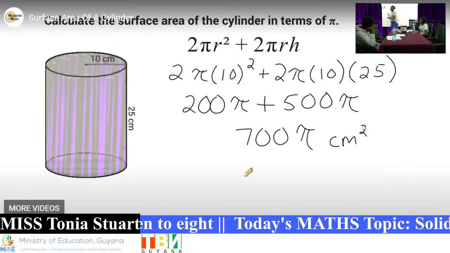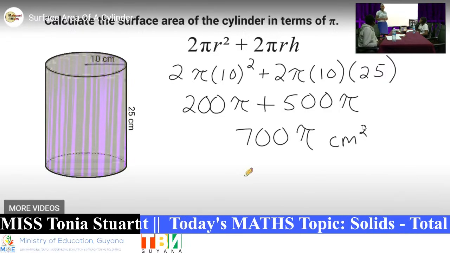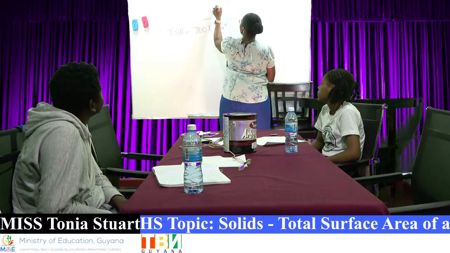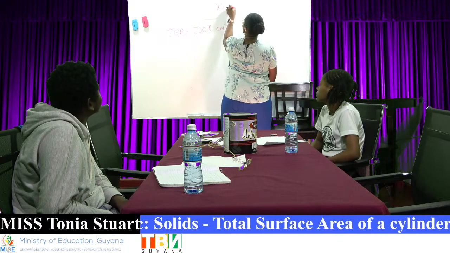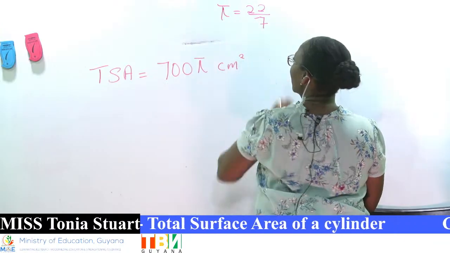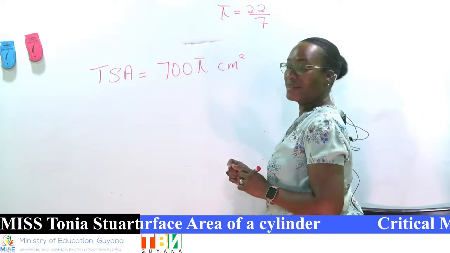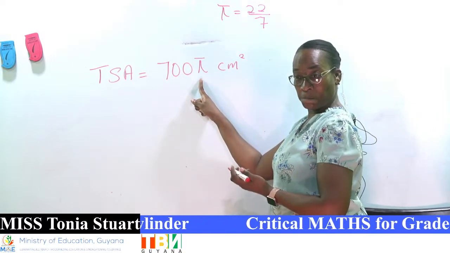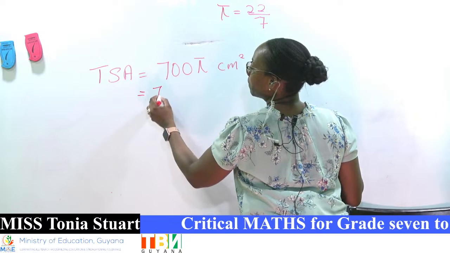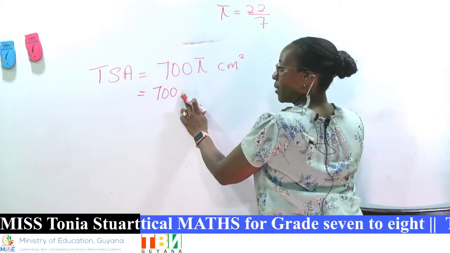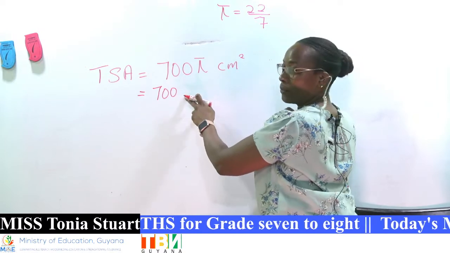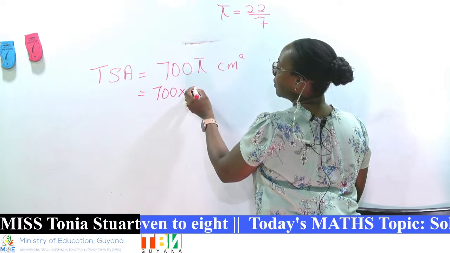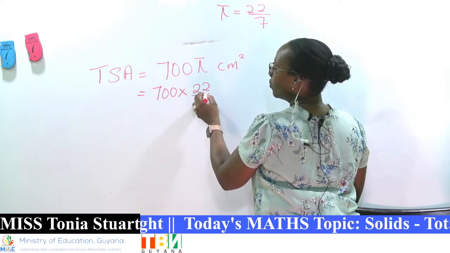Now remember I told you before that pi has a value, right? In this case we use pi as 22 over 7. Good? So now that we know pi is 22 over 7, we can replace it here. What mathematical operation do I put here? Multiplication. And pi is 22 over 7.